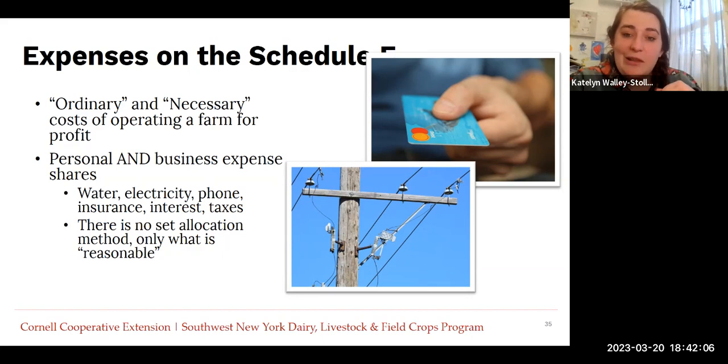For phone, that one's a little bit tougher, right? If I'm on Instagram scrolling, does that time count as farm marketing, or does that time count as personal use? Electric is also a little bit tougher, especially if you don't have a separate pole for your farming operation. But like I said, most accountants will have an idea for what they want to use.